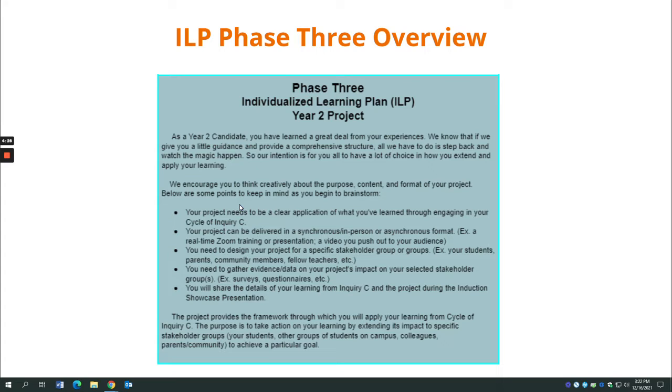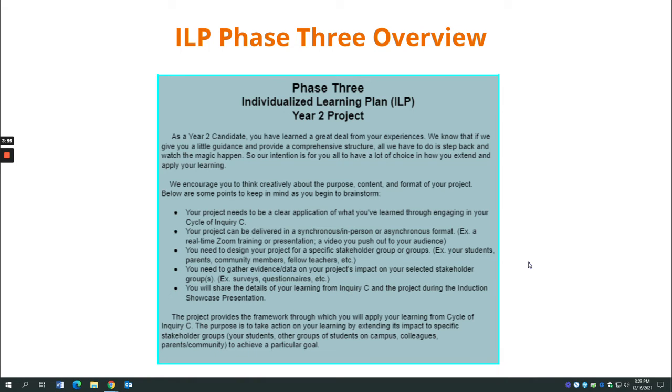So think about your own students, a wider pool of students, parents or guardians of students that you work with, other community members, fellow teachers. During this project period, as you're implementing, you need to be gathering evidence and data that reflect the impact that your project is having on your selected stakeholder group. And you will share the details of your project during your showcase presentation at the end of the year.